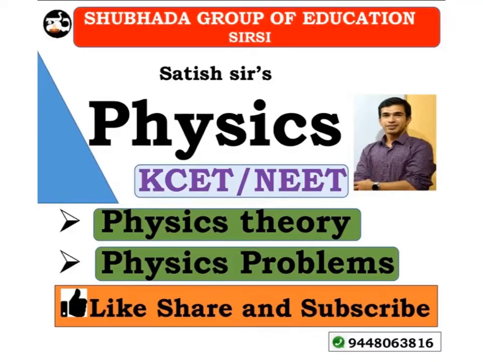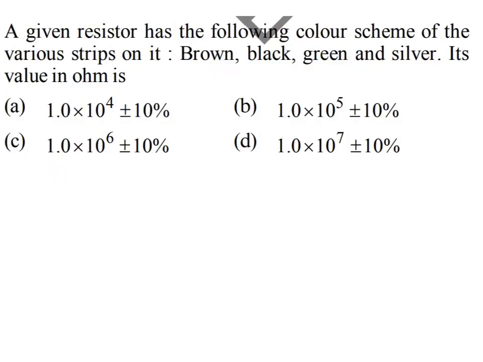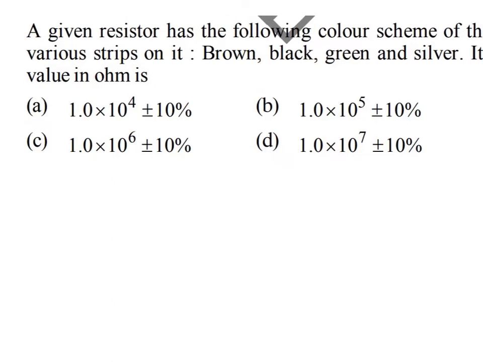So look at the next problem. From current electricity, a given resistor has the following color scheme of the various strips on it: brown, black, green, as well as silver. So its value in ohm is, as you know that you have studied the color coding of the resistors.